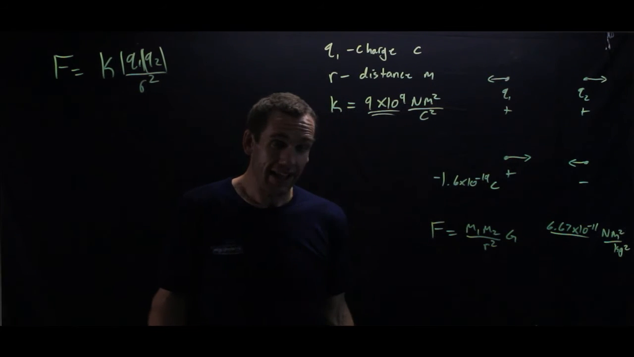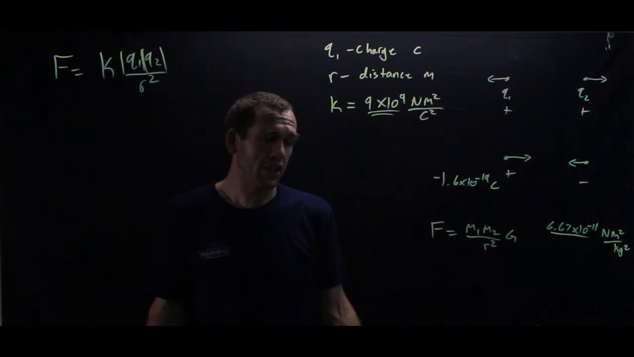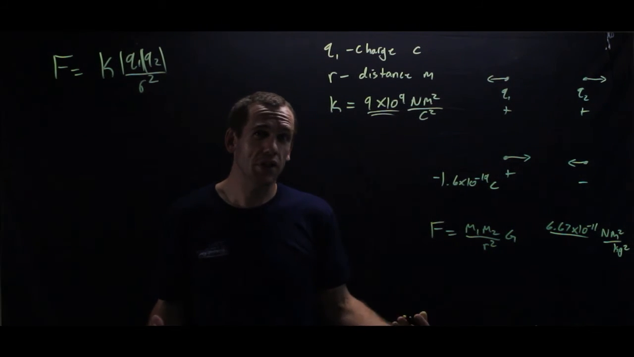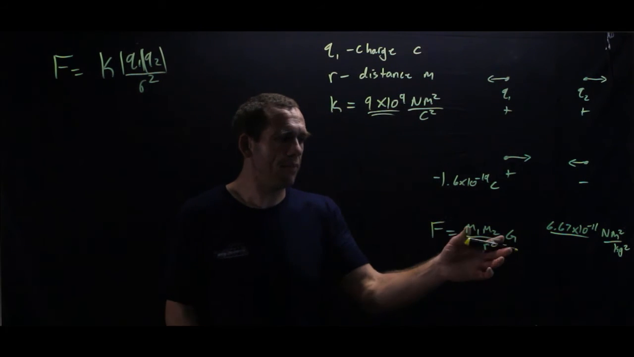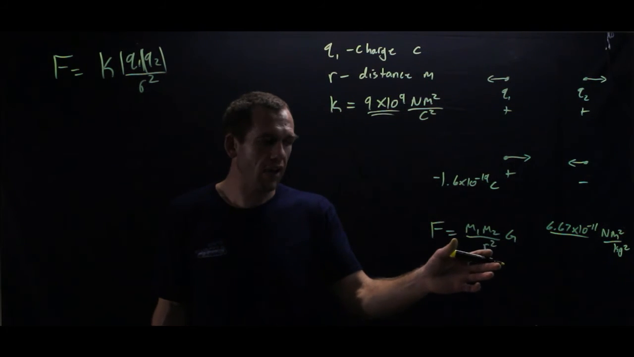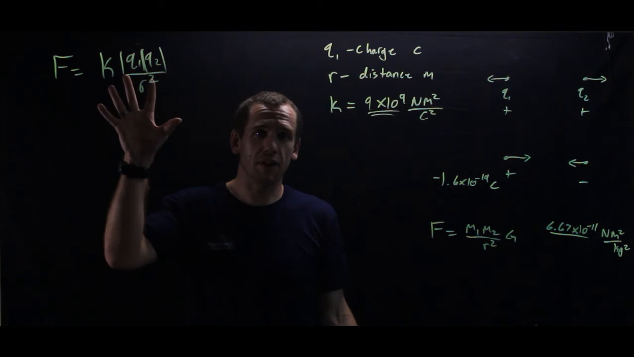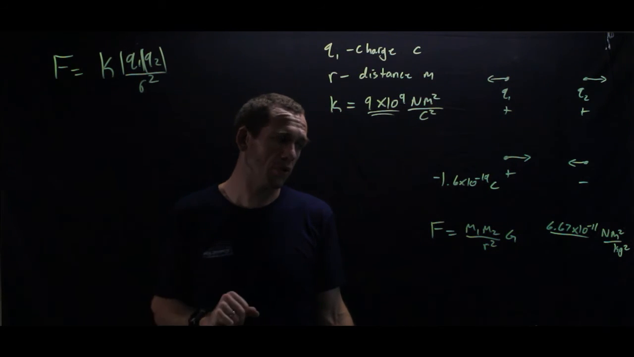Notice that that is a really small constant of proportionality. That's because the gravitational force is really, really weak. It takes a lot of mass before we notice a gravitational force. It does not take very much charge before we notice the force between two charges.